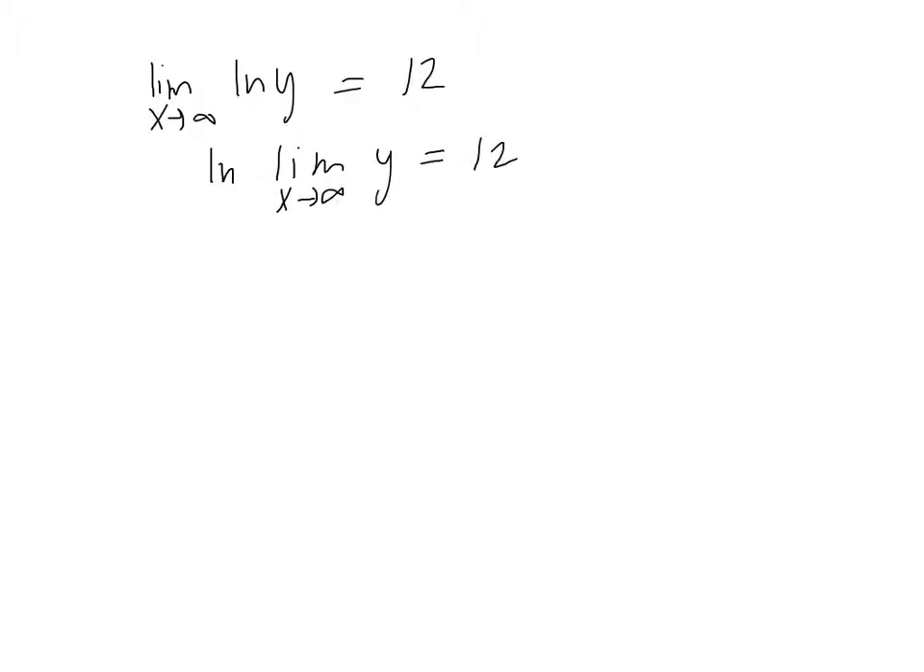So recall that this means that the limit as x goes to infinity of ln y is equal to 12. So ln of the limit as x goes to infinity of y is equal to 12. And now we use e to find that the limit as x goes to infinity of y is e to the 12th. So that sequence converges to e to the 12th.